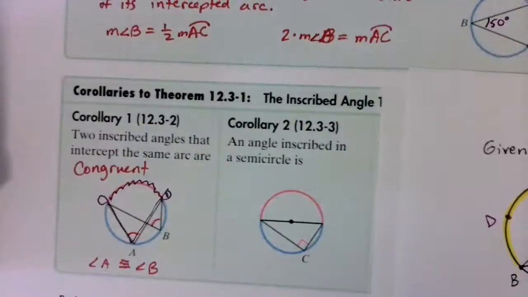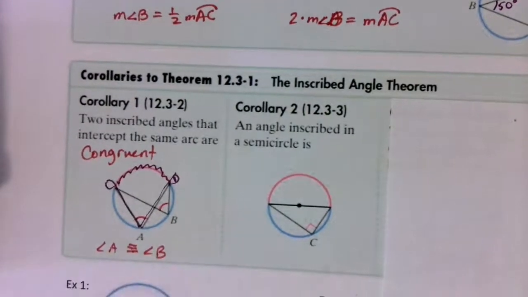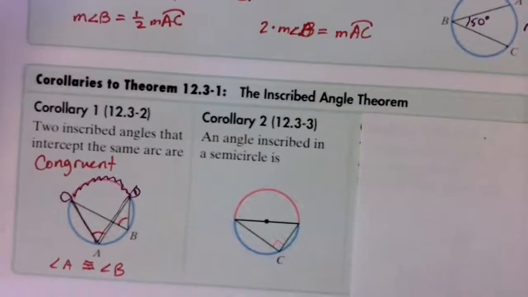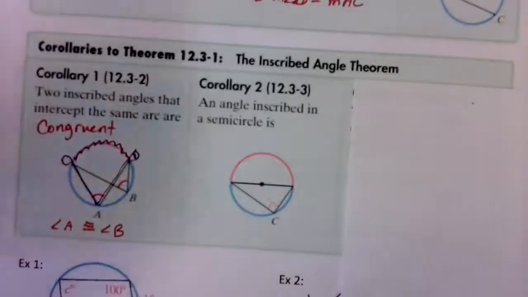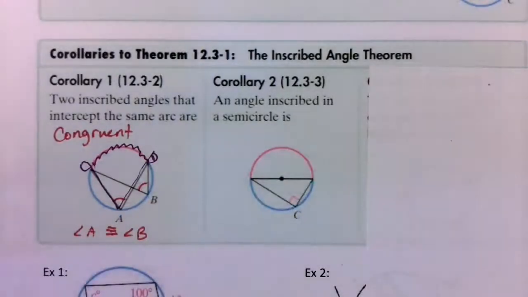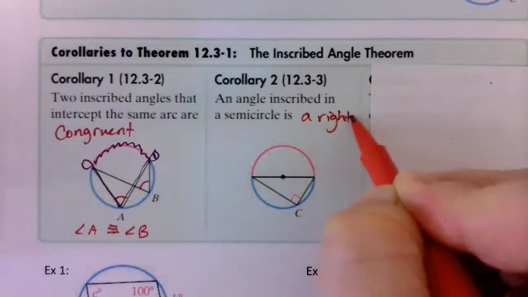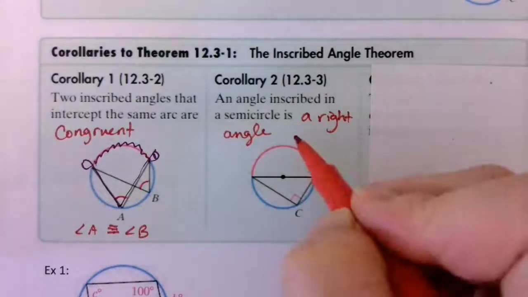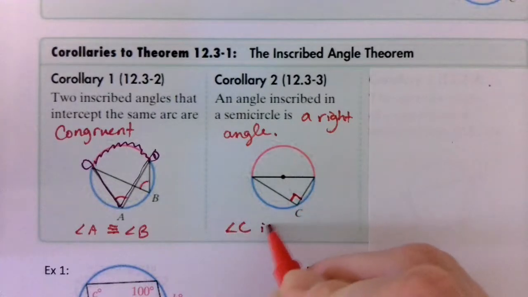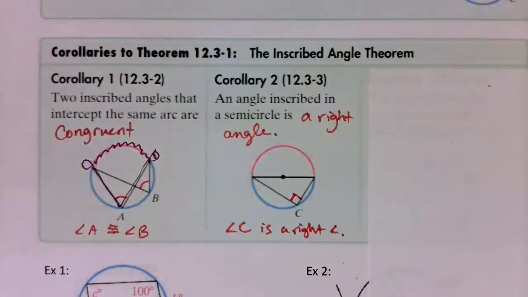So that's what we're going to call corollary 2. And I don't really care about the numbers here. I just care about the concept. So corollary 2 tells me that an angle inscribed in a semicircle is always going to be a right angle. And hopefully that makes sense now that we kind of explored it. So angle C is a right angle, and of course you know that that means it's 90 degrees.